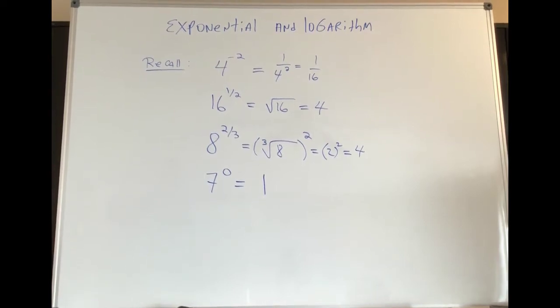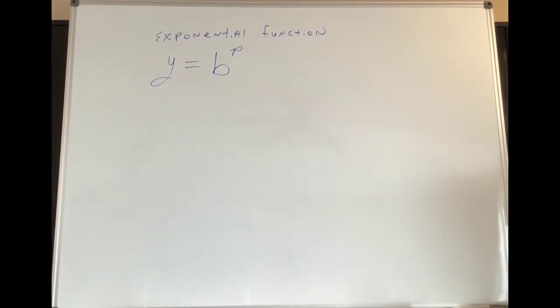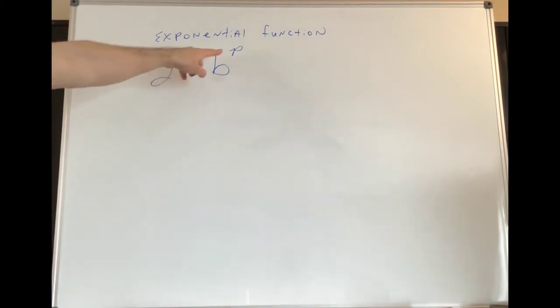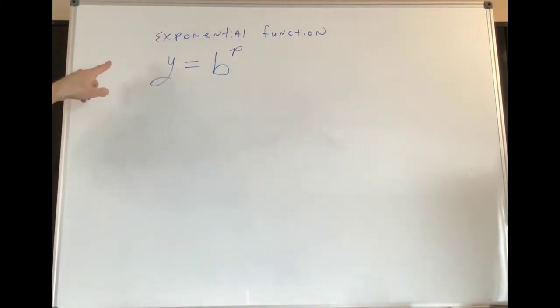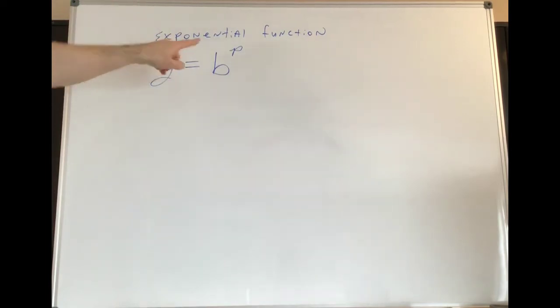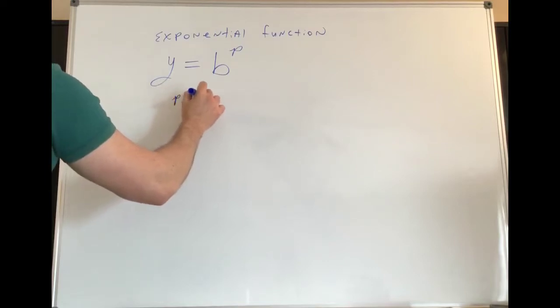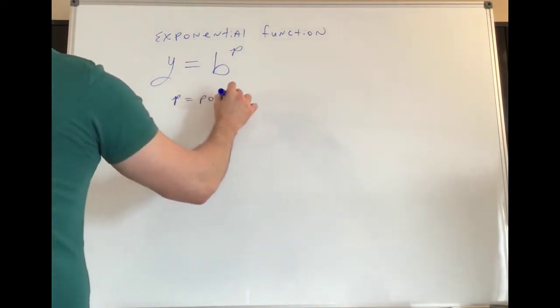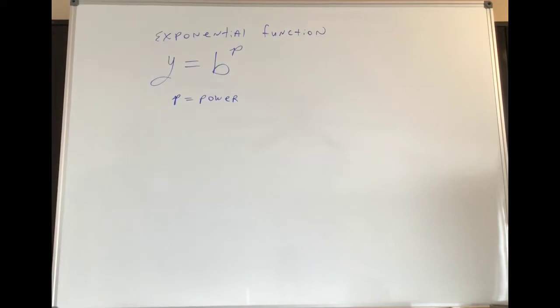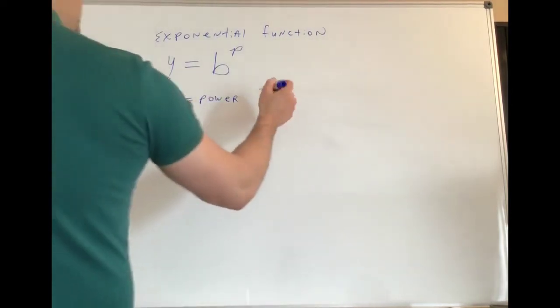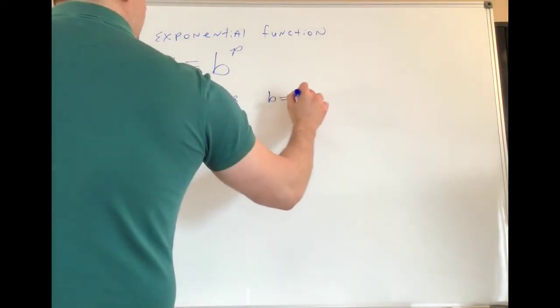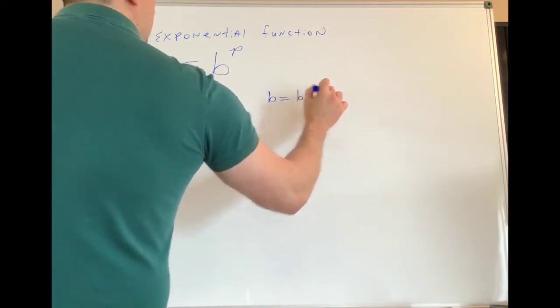So first I'm going to tell you what an exponential function is. Then I'm going to show you what a logarithm is. Function just means that you plug in something and you get something. Normally you plug in an x, you get a y. Here I'm using p, and the p is the power, your exponent. That's why it's called exponential. Now the b, the number that you're taking powers of, is called the base.